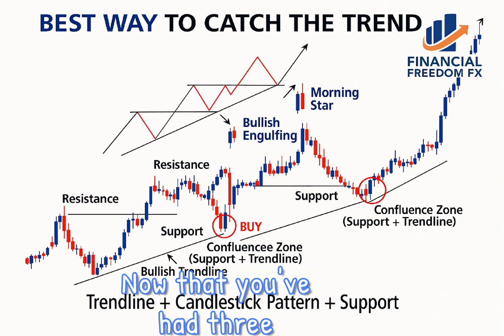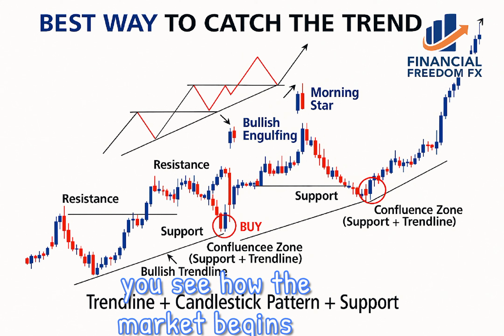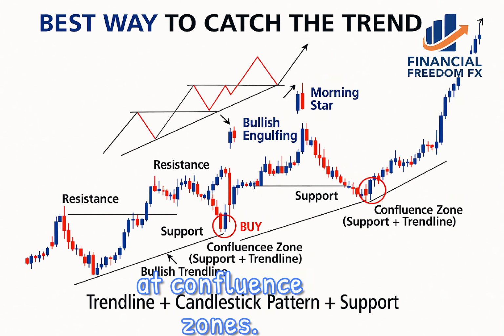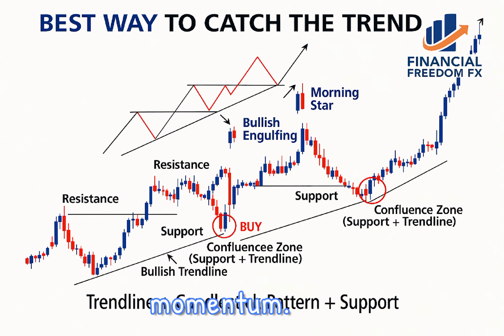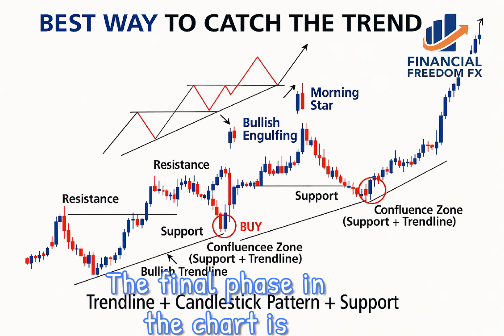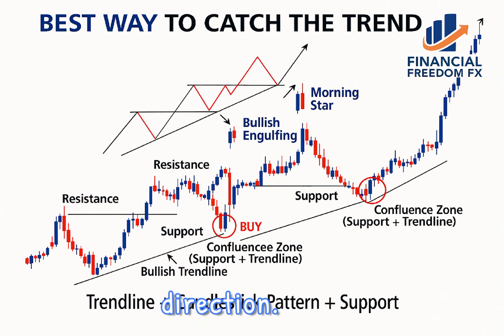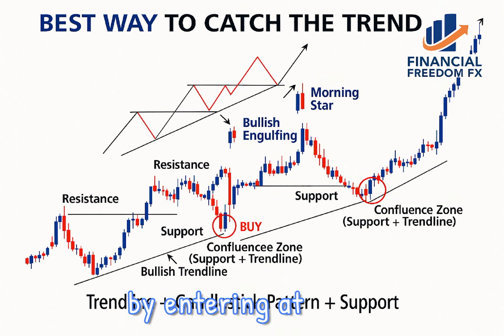Now that you've had three buying opportunities all from the same technique, you see how the market begins a massive rally upward. The price completely respects the bullish trend line, each time finding support at confluence zones. And with every rejection, the bulls gain more momentum. The final phase in the chart is marked as move up, where the price continues its bullish direction. This is how smart traders ride the trend, by entering at pullbacks, not at tops.